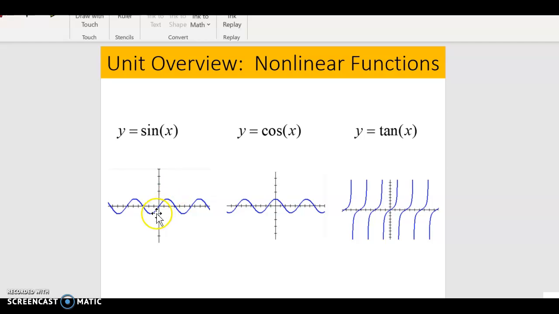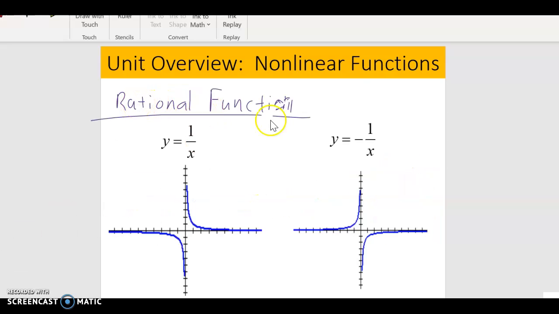So let's talk about sine, cosine, and tangent. The graph of sine of x goes through (0, 0). The graph of cosine does not. That's how I delineate between the two. Tangent. This one's rational. These are rational functions. We'll just call these rational graphs.